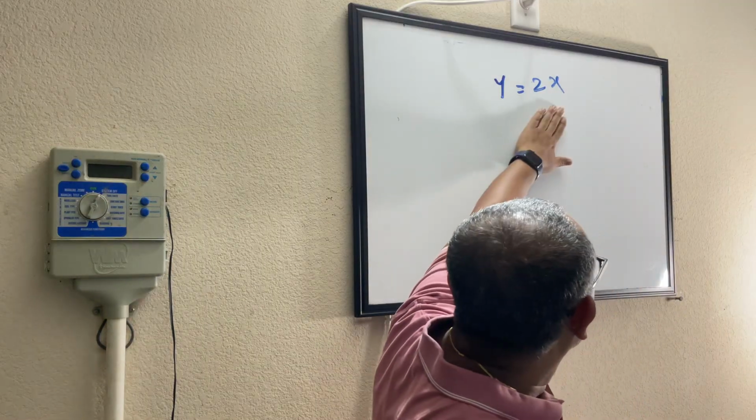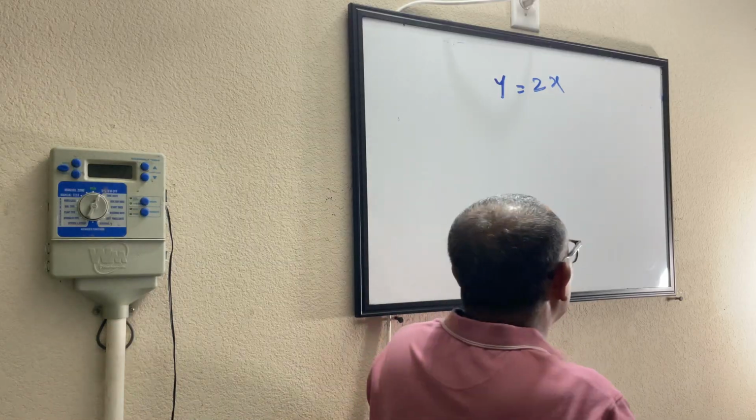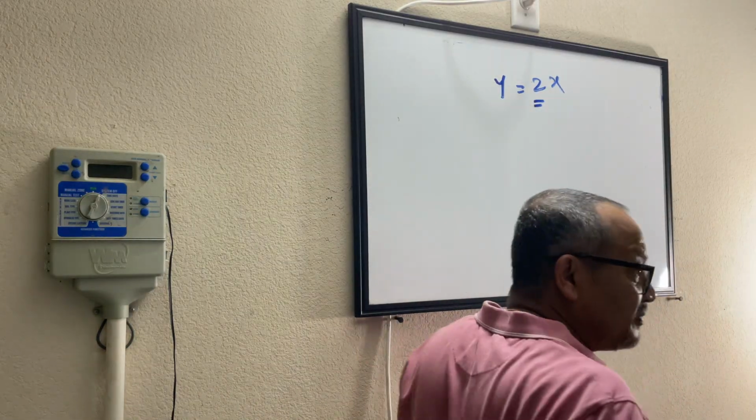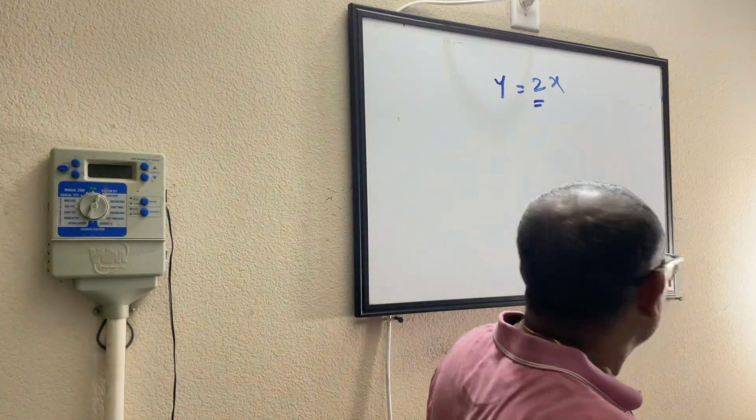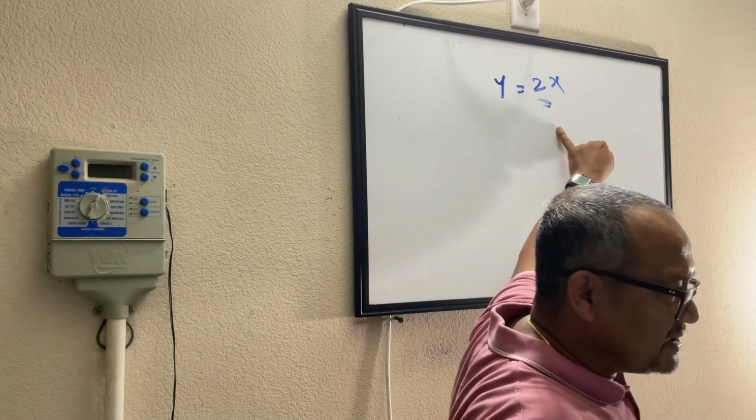So coming back to this one. y equal to 2x. First of all, one thing that I've been talking about so far, this 2 is nothing but my constant of proportionality. But this is also an equation, isn't it? It's an equation, right?